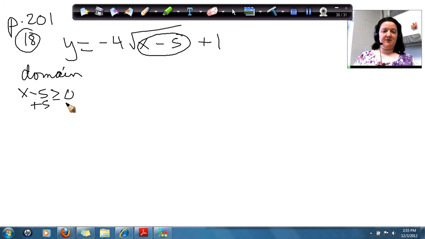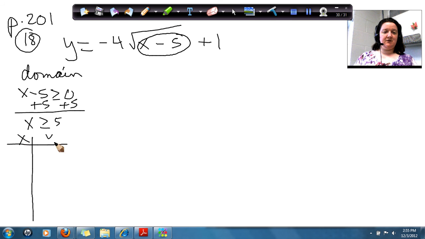So we're going to add 5 to both sides. That's going to give me x greater than or equal to 5. So I'm going to pick some values that are going to be nice. I'm going to have 5. 5 minus 5 would give me 0. Then I'm going to pick 6 because 6 minus 5 would give me 1.